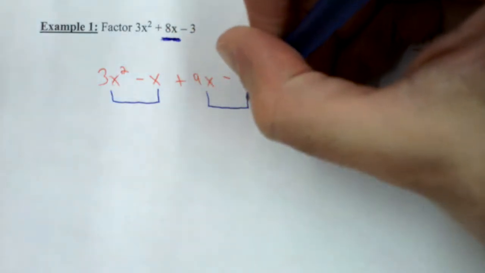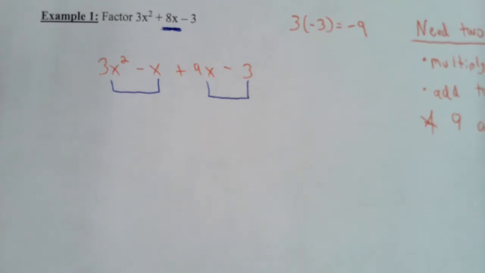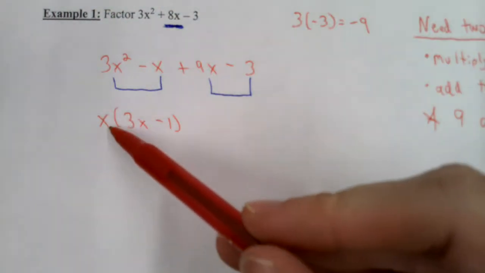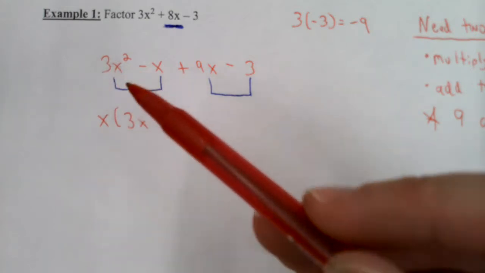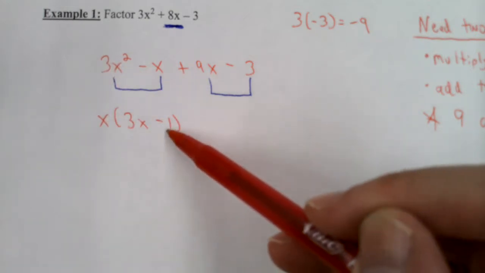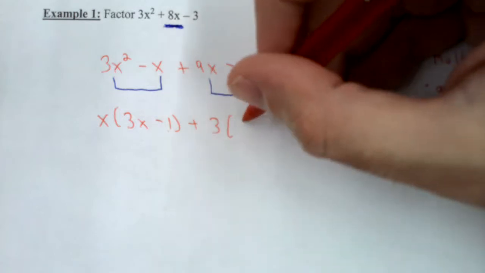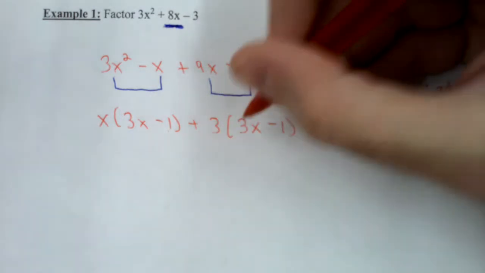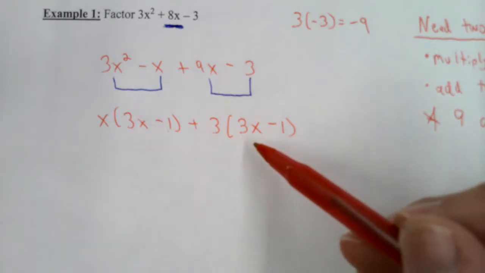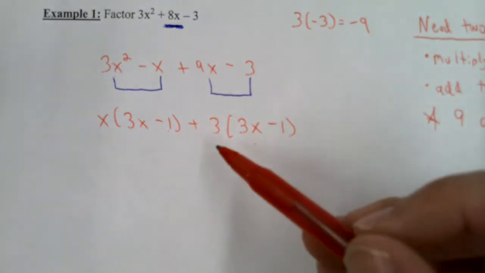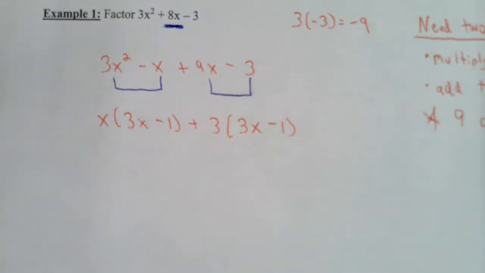Now you're going to do factoring by grouping. So I'm going to group these two together, and group these two together, and take out the GCF of each group. The first group has a GCF of x. So you factor out the x, and it leaves you with 3x minus 1, because x times 3x gives you 3x squared, and x times negative 1 gives you negative x. The second group has a GCF of 3. So you factor out the 3, and again you're left with 3x minus 1, because 3 times 3x equals 9x, and 3 times negative 1 equals negative 3.